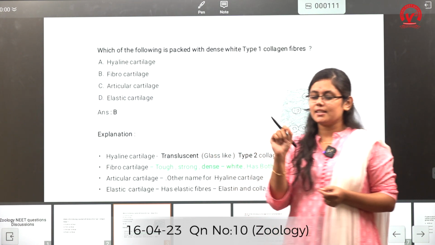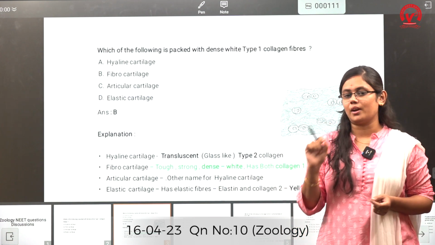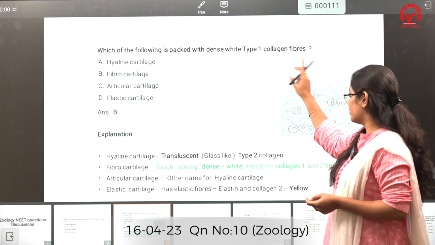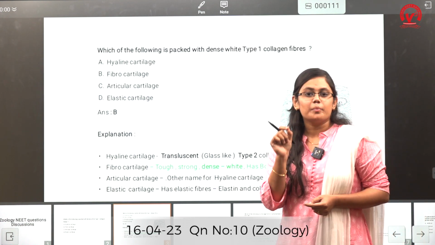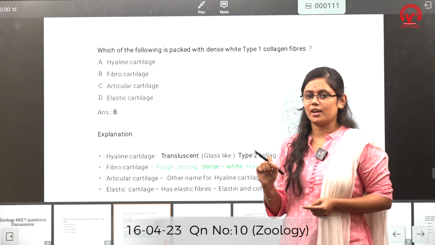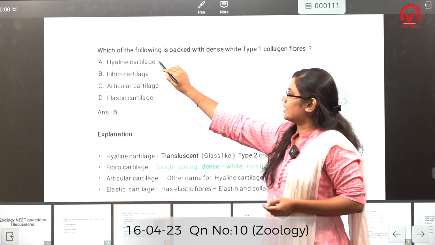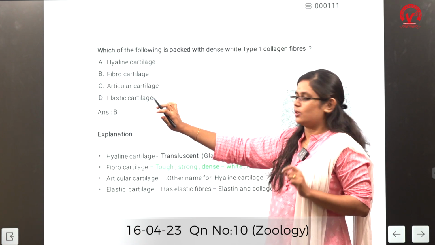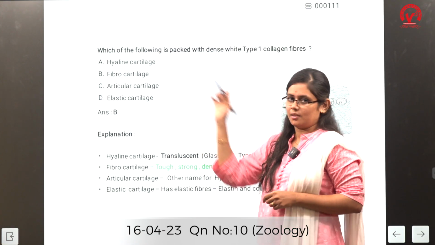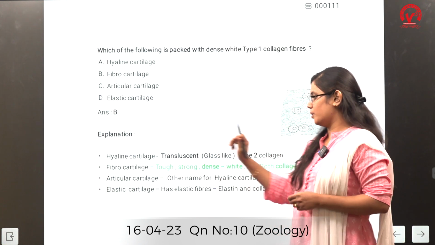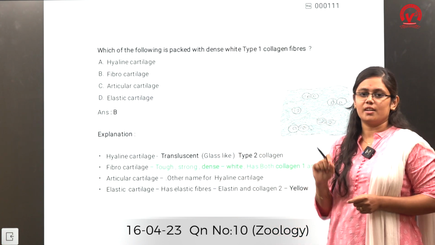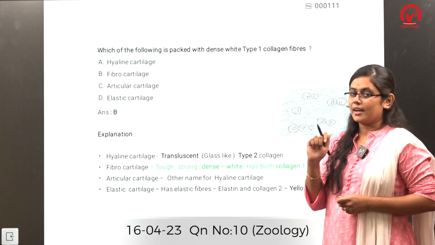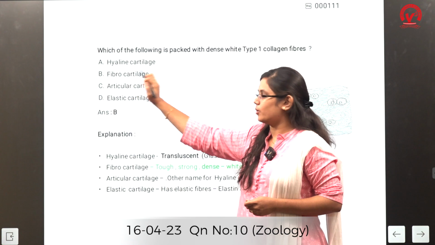Elastic cartilage is mainly made up of elastic fibers, that is made up of elastin and type 2 collagen, not type 1 collagen fibers, and elastic fibers are yellowish in color, not white. Okay. So hyaline cartilage is not the answer, articular cartilage is also not the answer, elastic is also not the answer. Fibrocartilage is the answer, because fibrocartilage is made up of both type 1 and type 2 collagen fibers. It is dense and tough and it is white in color. So the correct option is option B, fibrocartilage.